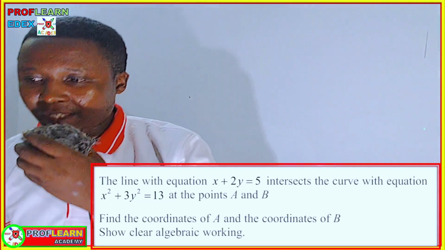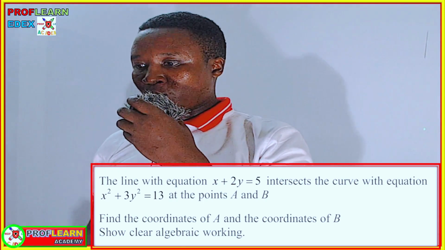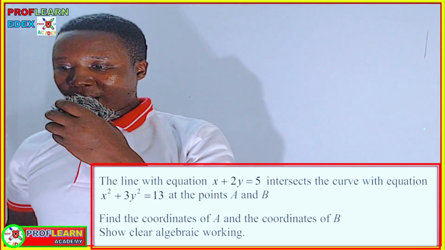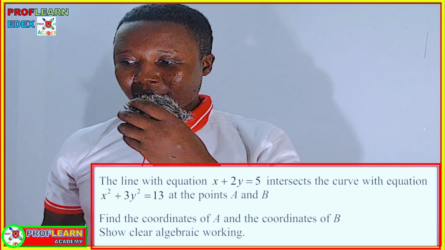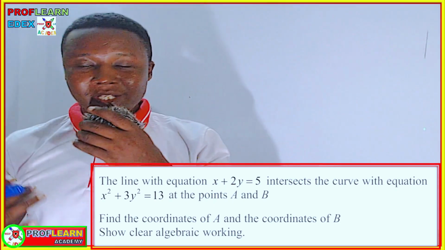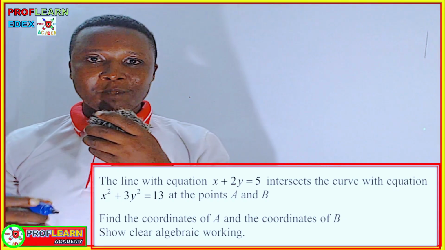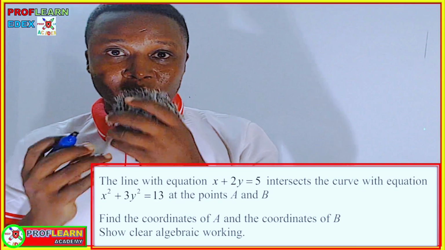For instance, here we have this question whereby you are told that the line with the equation x plus 2y equals 5 intersects with the equation x squared plus 3y squared equals 13 at the points A and B. Then we're supposed to find the coordinates of A and B, and we need to show all the steps that were followed in order to arrive at that point.